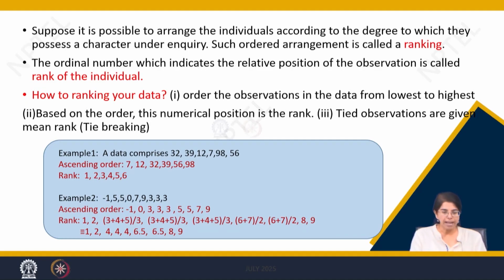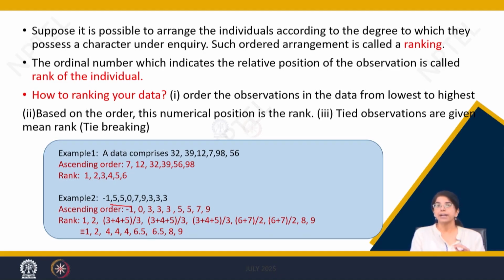Let us have one more example. For this example, you will see repetition. 5 is being repeated. Clear? So the data is -1, 5, 5, 0, 7, 9, 3, 3, 3. The 3, 3, 3 are repeated observations, so we say a tie occurs: a tie of length 2 for 5, and a tie of length 3 for 3. Arranging these observations in ascending order is easy: -1, 0, 3, 3, 3, 5, 5, 7 and 9.